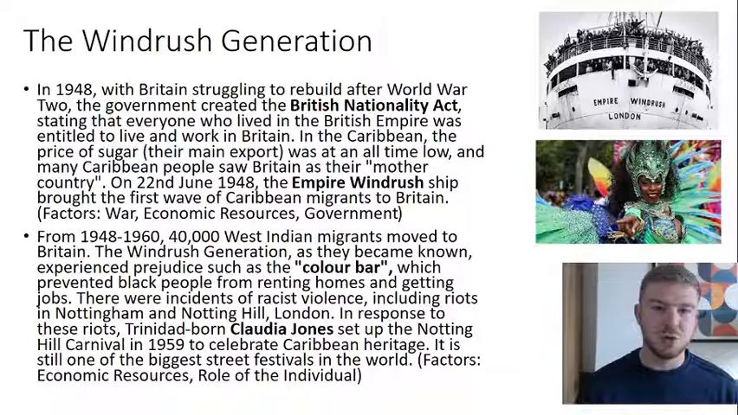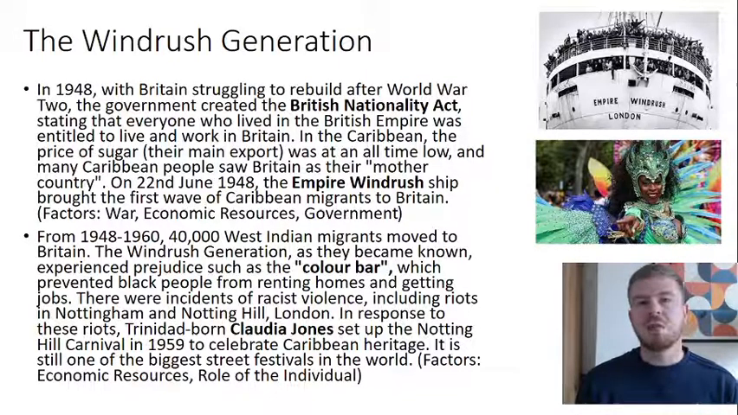So on the 22nd of June 1948, the ship on our top right, the Empire Windrush, was the first wave of Caribbean migrants to Britain. And from 1948 to 1960, we saw 40,000 Caribbean or West Indian migrants move across to Britain. When they arrived, many of them faced extreme prejudice and extreme difficulty. So people who were very highly qualified, so maybe working as lawyers or doctors, their qualifications weren't always recognised in Britain, so they had to go and work in much lower paid jobs.